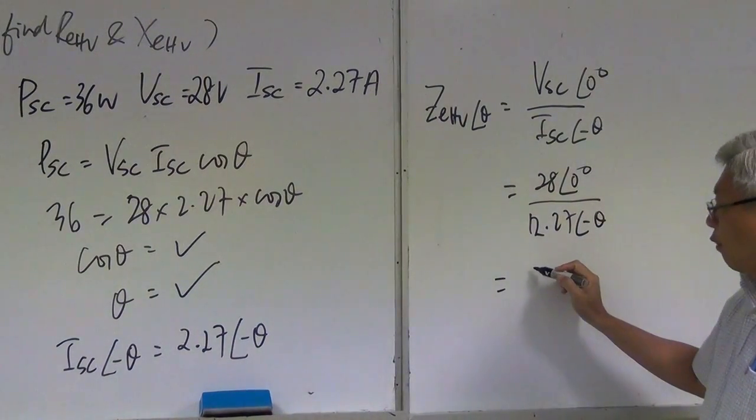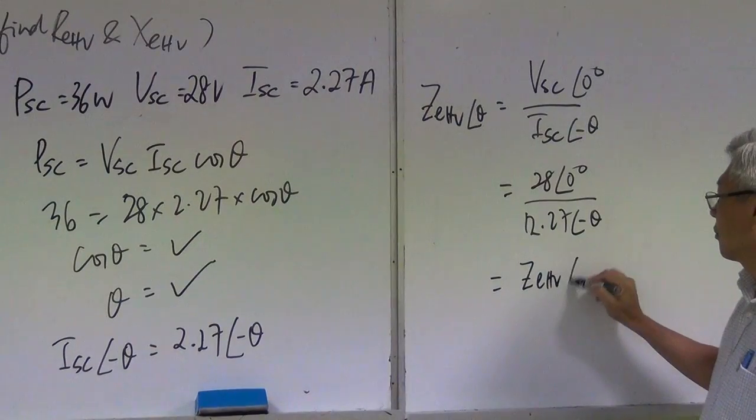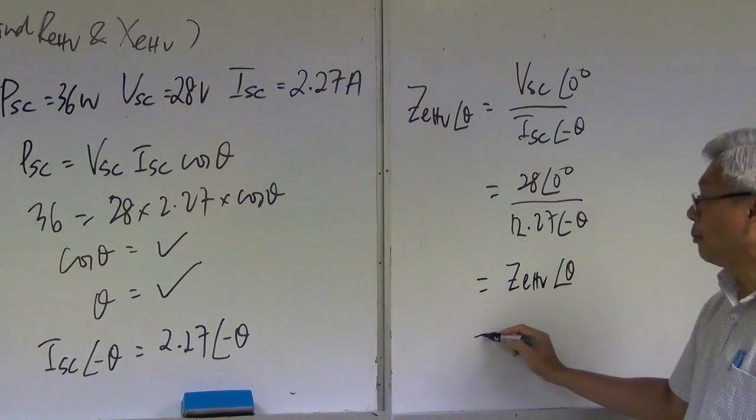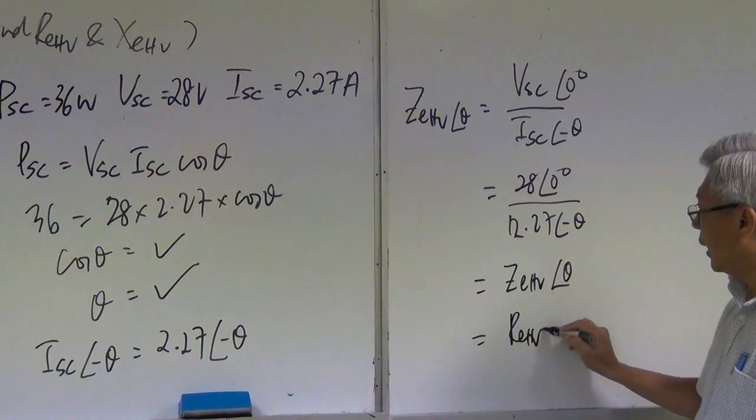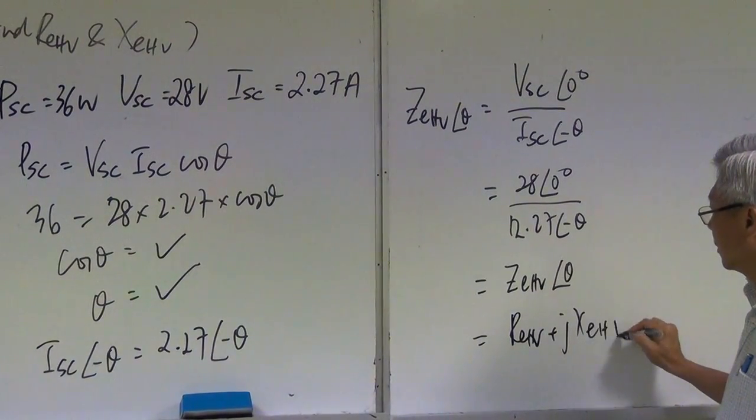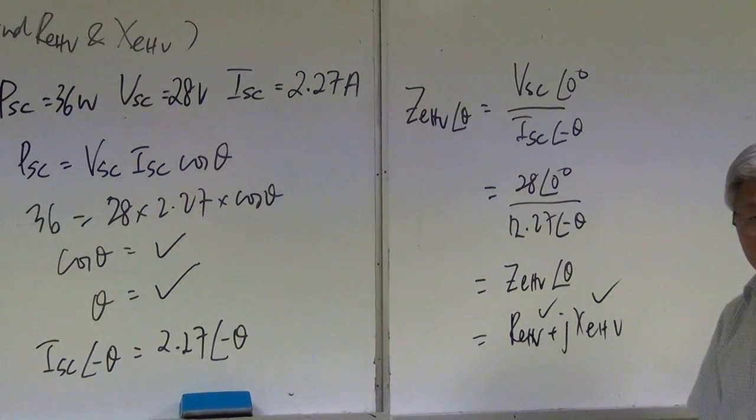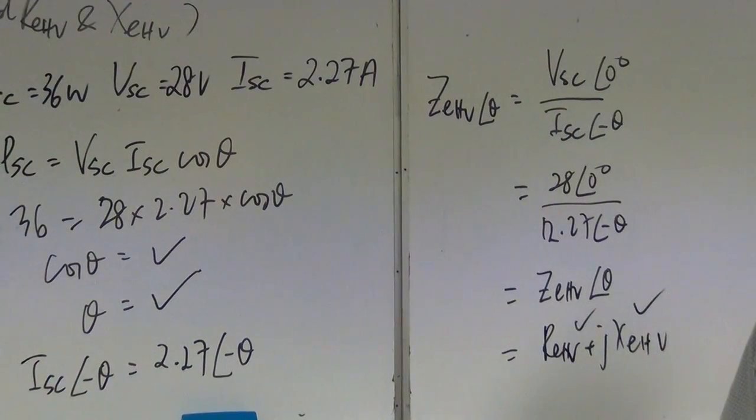Right? So you have a polar form. Then you make it into rectangular form, and that's where the answer comes out. Got it? So that is the short circuit test. Okay, thank you.